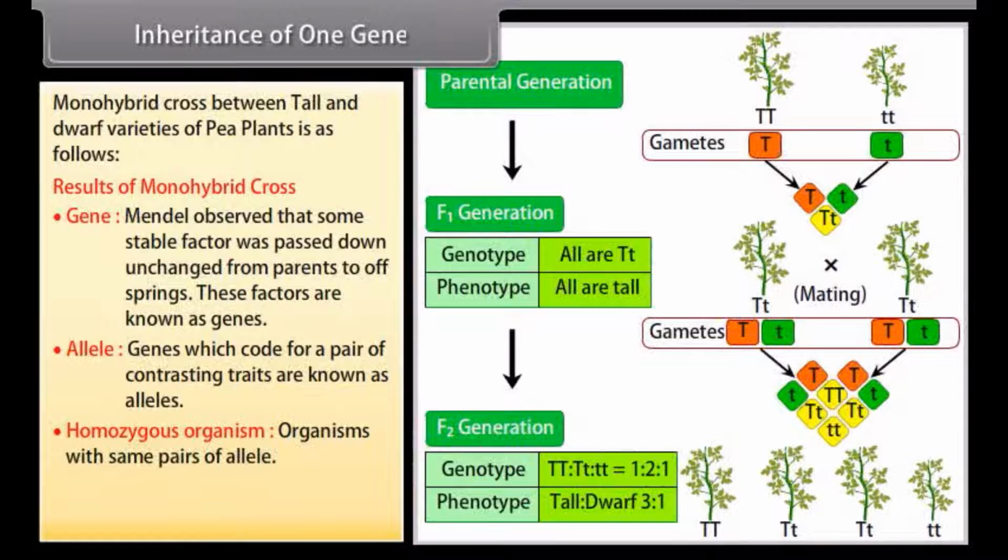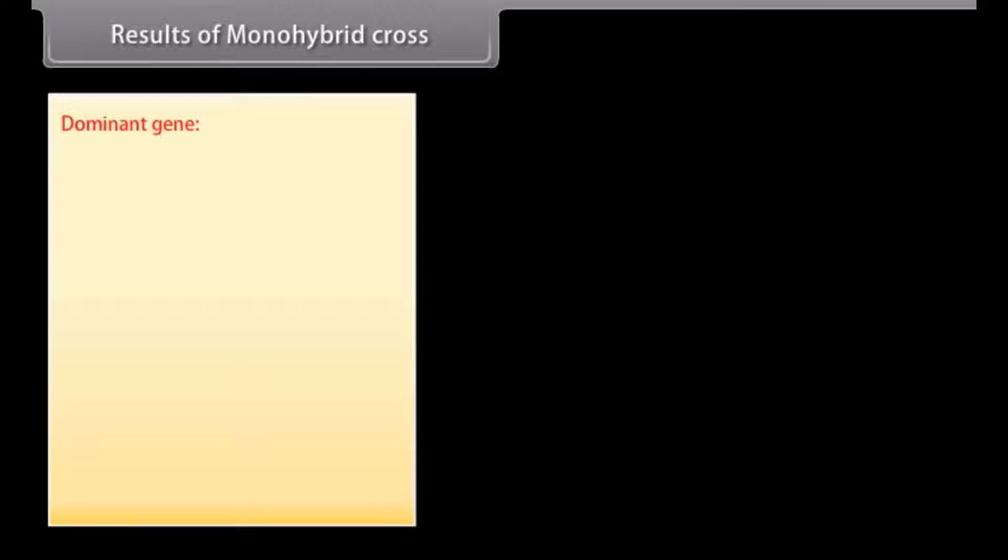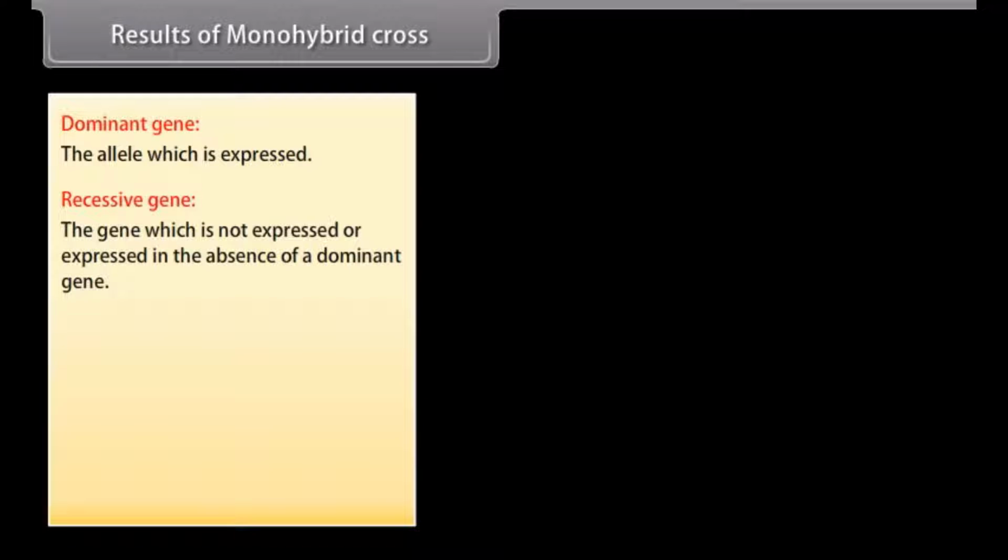Homozygous organism. Organisms with same pairs of allele. Heterozygous organisms. Organisms with different pairs of allele. Results of monohybrid cross. Dominant gene, the allele which is expressed. Recessive gene, the gene which is not expressed or expressed in the absence of a dominant gene.